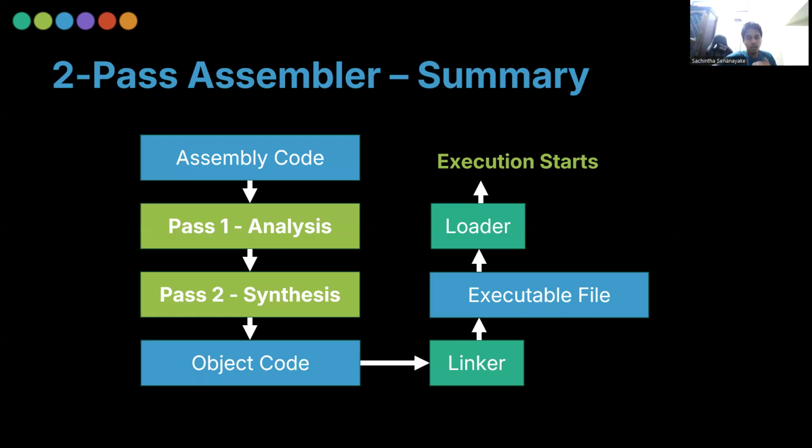But to go from object code to executable, you have to link the object code with any external references using the linker, followed by creating the executable file, which you can then execute by using a loader. But that is the 2-pass assembler summary.